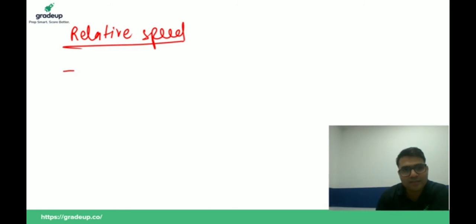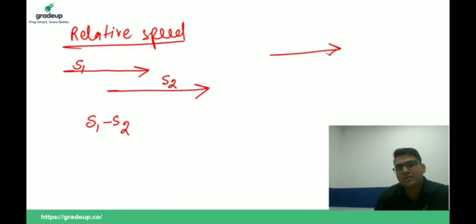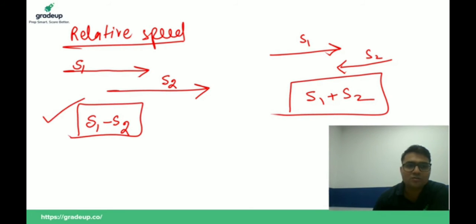I will tell you something basic. Listen, guys. There is a term called relative speed. If an object is running in this direction and a second object is also running in this direction, the speed of this one is s1 and the speed of this one is s2, then the relative speed is s1 minus s2. If one object is running in this direction and the other in the opposite direction, then the relative speed is s1 plus s2. That means in the same direction the relative speed is the difference, and in the opposite direction it is the sum. Is it clear to all of you? This is called relative speed.